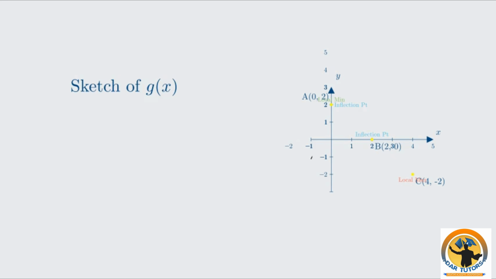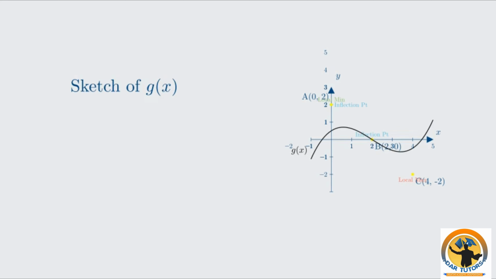Now we can draw the curve. It starts decreasing and concave up, hits the local minimum and inflection point at A. Then it increases and is concave down, passes through the inflection point at B. Then it continues increasing and is concave up, hits the local maximum at C. Finally, it decreases and is concave up.